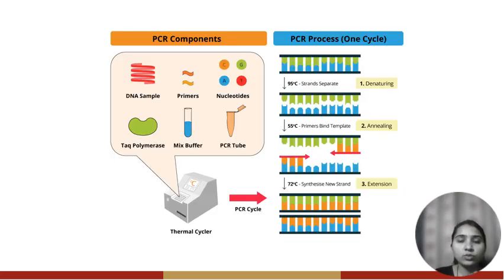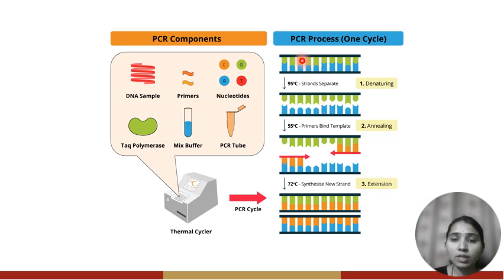In this slide, you will see the three stages of the PCR in one cycle, as well as the PCR components. What are the PCR components? They require the DNA sample, primers, nucleotides, Taq polymerase, mix buffer and PCR tubes. In each cycle, the first step is denaturation, at about 95 degrees Celsius. The second stage is annealing, at around 55 degrees Celsius, and the third step is extension, at around 72 degrees Celsius.